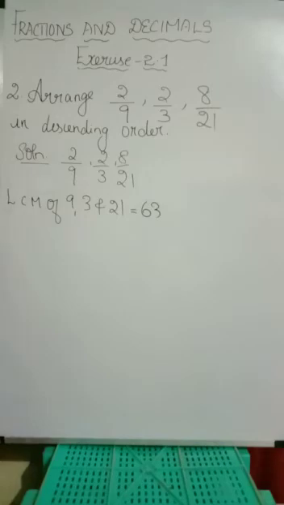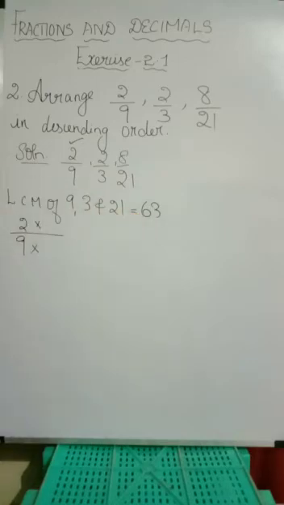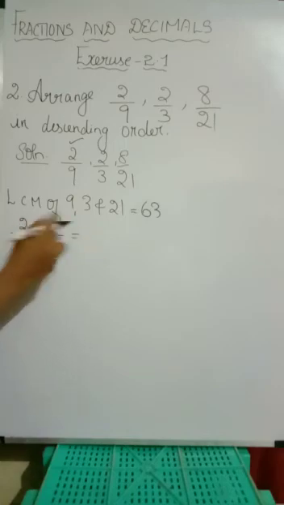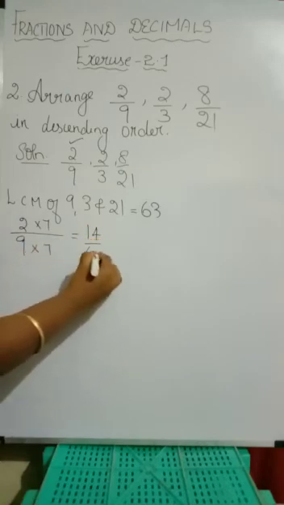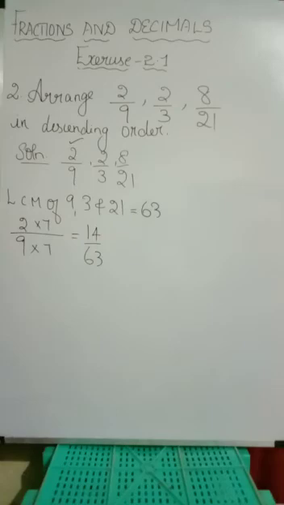Now the LCM is 63. We can change one by one. Take the first fraction. What is the fraction? 2 by 9. Which number is possible to get the LCM here? 9 into 7. 9 sevens are 63. Right? 2 sevens are 14. 14 divided by 9 sevens are 63. Now we get the first fraction with the same denominator as the LCM.